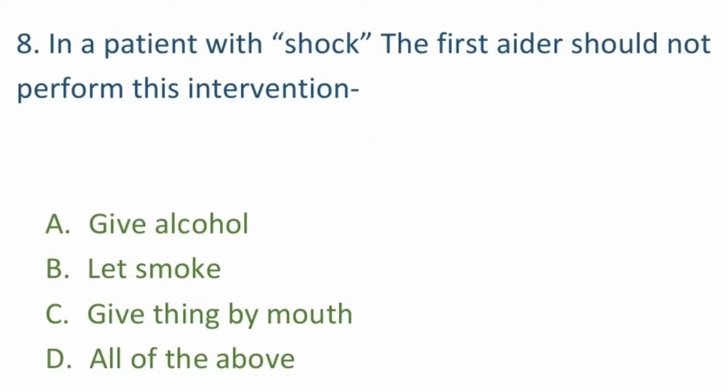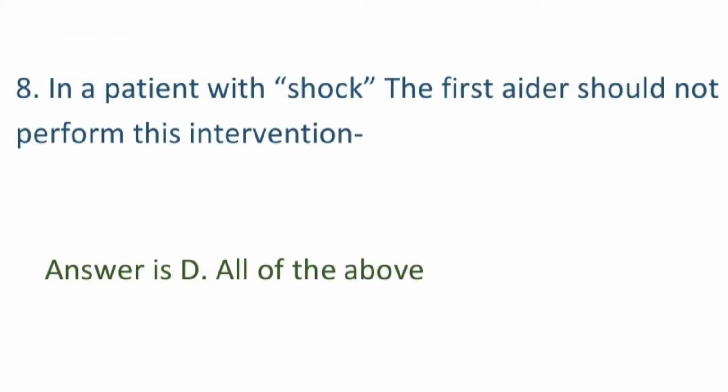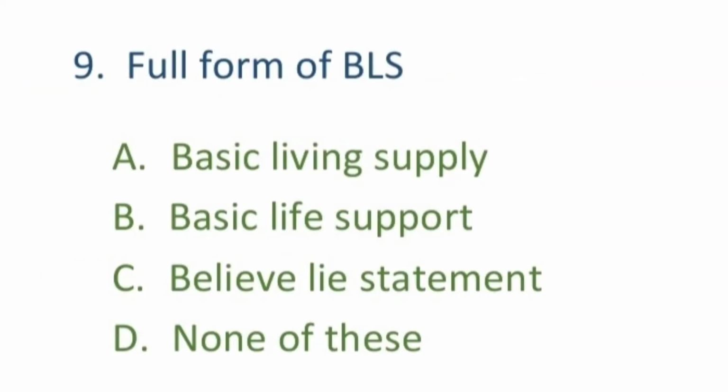On to question number 8. In a patient with shock, the first aider should not perform this intervention. Options are A, give alcohol; B, let smoke; C, give anything by mouth; and D, all of the above. Well, the answer is quite simple, as options A, B, and C are not allowed. Therefore, the answer to your question will be option D, all of the above.